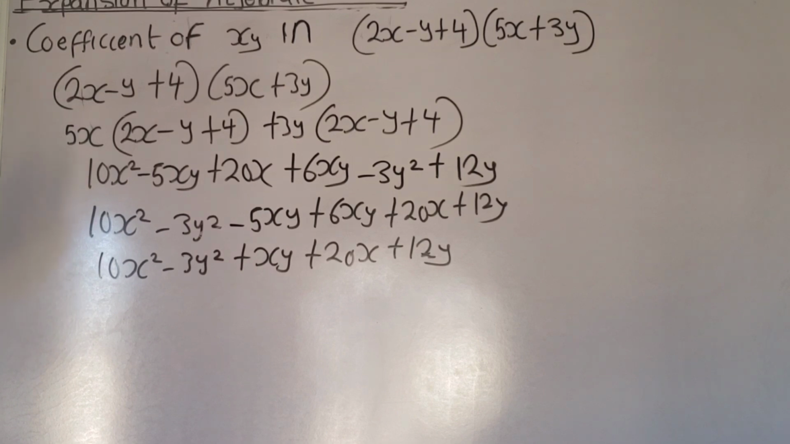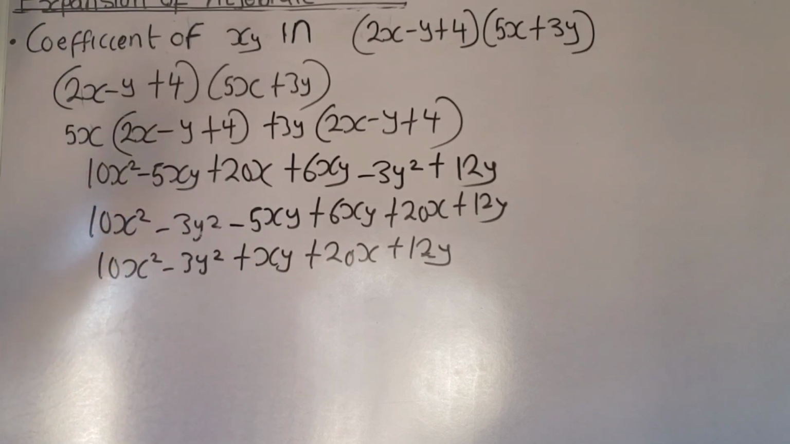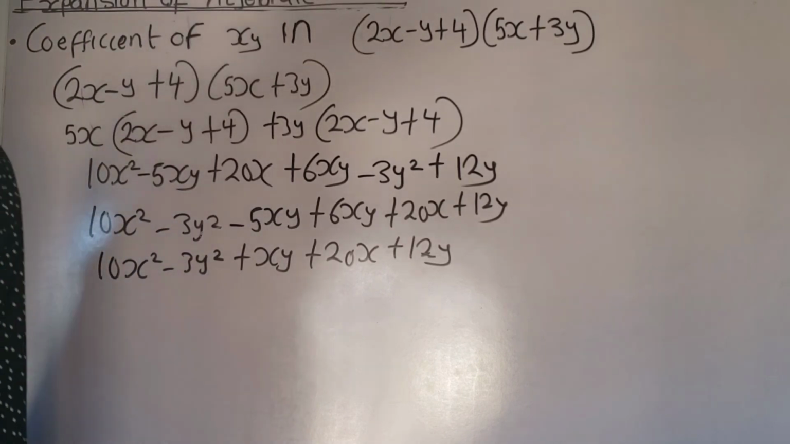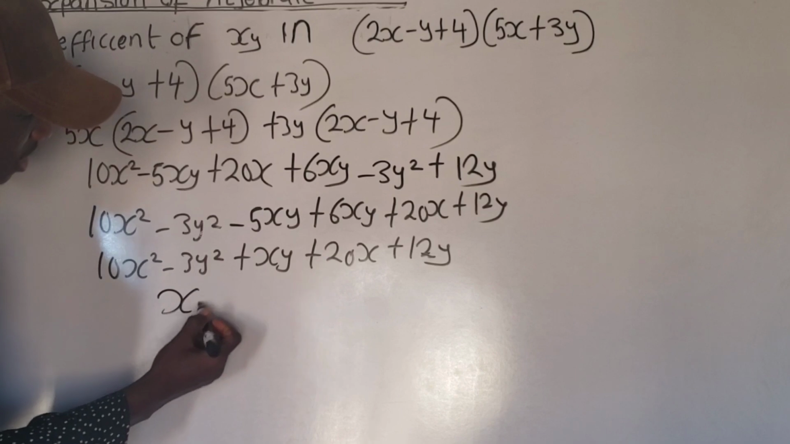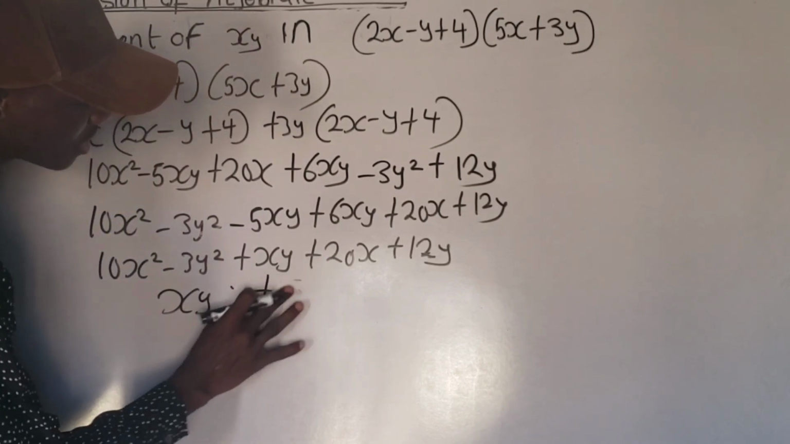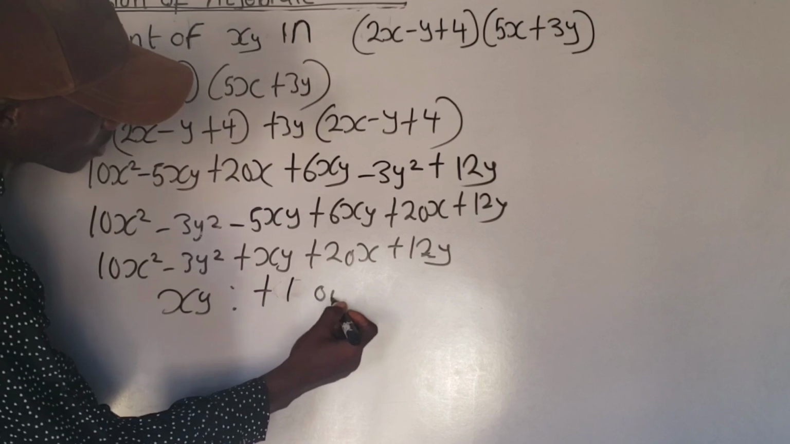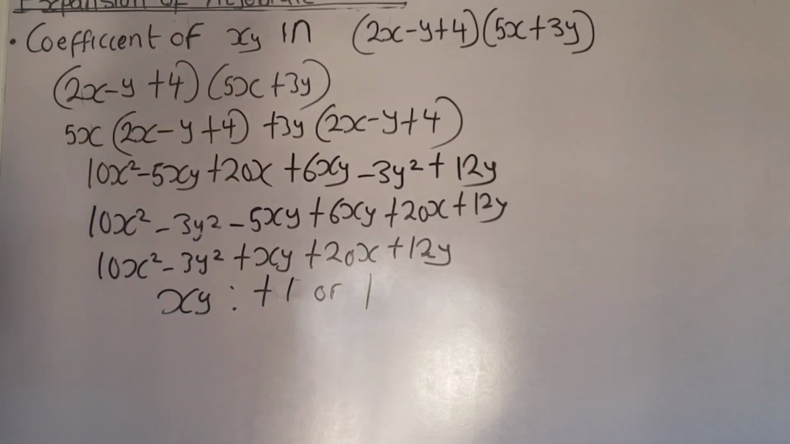Now, we are asked to find the coefficient of xy. From this expansion, what is the coefficient of xy? Plus 1. There is an invisible 1 in this place. You understand? 1xy is also the same thing as xy. You understand? So, the coefficient of xy is positive 1. Okay? Positive 1 or 1. Okay, that is the coefficient of xy. That is the solution to that question.